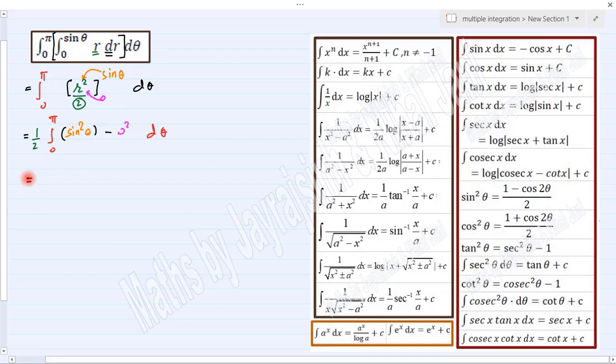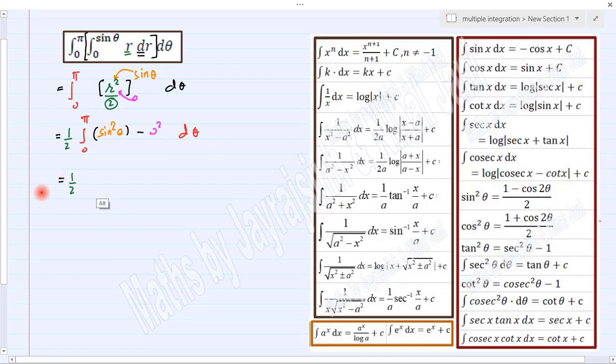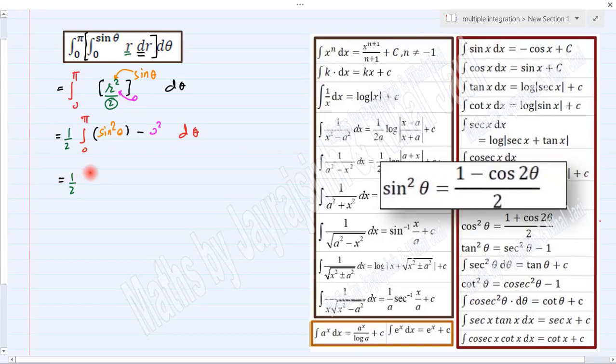Okay. So now we just have to integrate sine square theta. To integrate sine square theta, we should convert it into 1 by 2 times 1 minus cos of the double angle, so we can integrate easily.